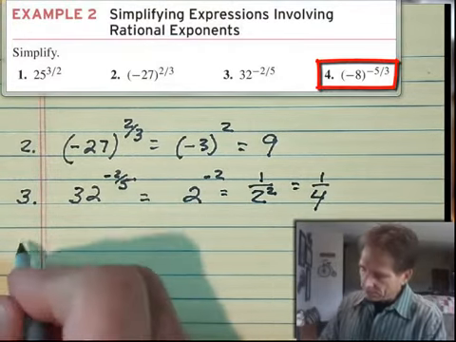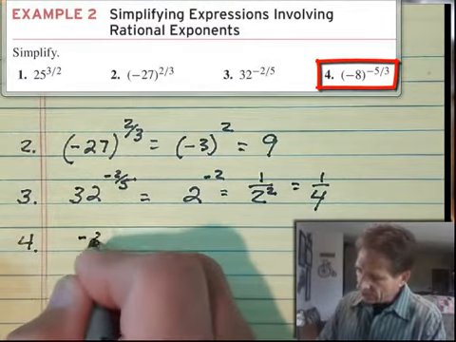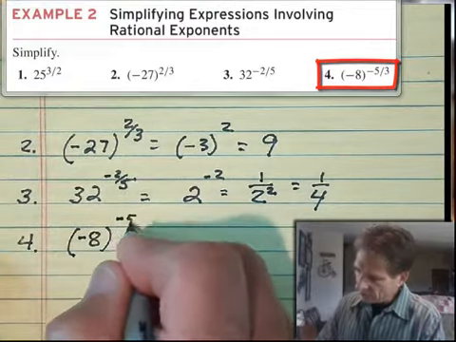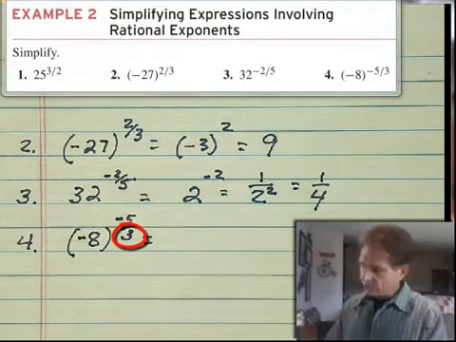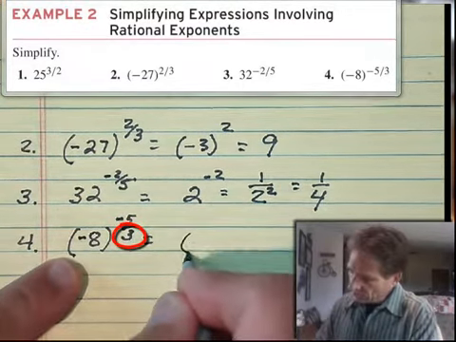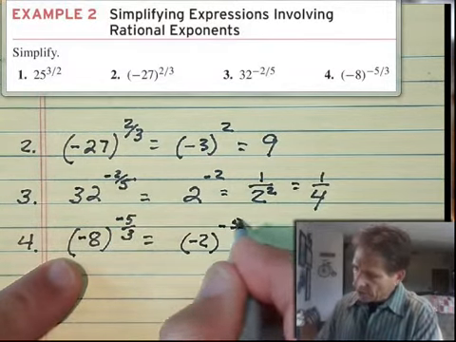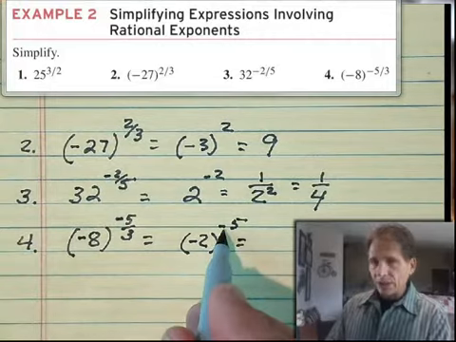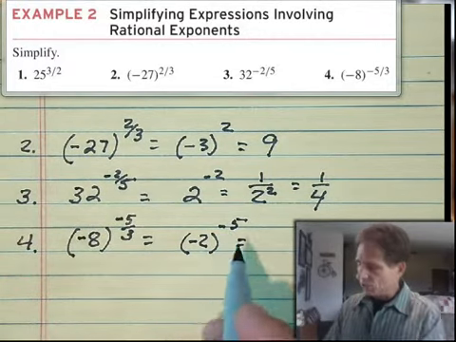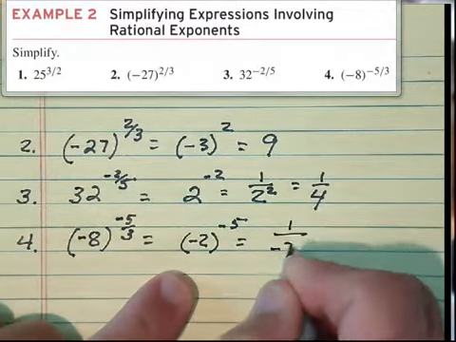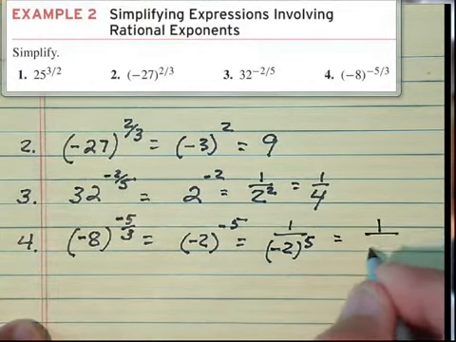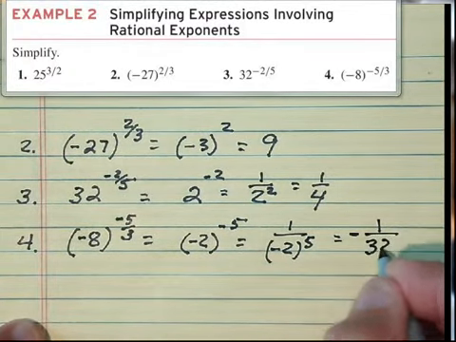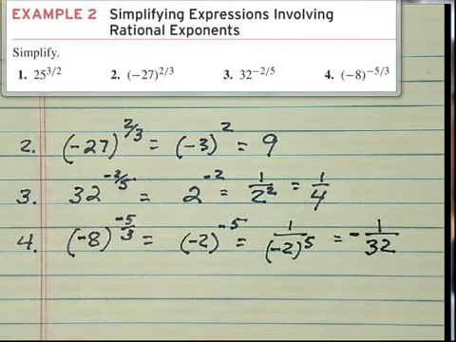Number 4, very similar. Negative 8 raised to the negative 5/3. So we need a number times itself 3 times to give us negative 8 because it's the third root, which would be negative 2 to the negative 5. Now don't let that confuse you. That doesn't mean a negative number. That means again that we can take the reciprocal of it, and raise negative 2 to the positive 5th power. And negative 2 times itself 5 times is negative 32. Rather than put the negative on the bottom, I'm going to put it outside and in front of the bar. So there you have example 2.